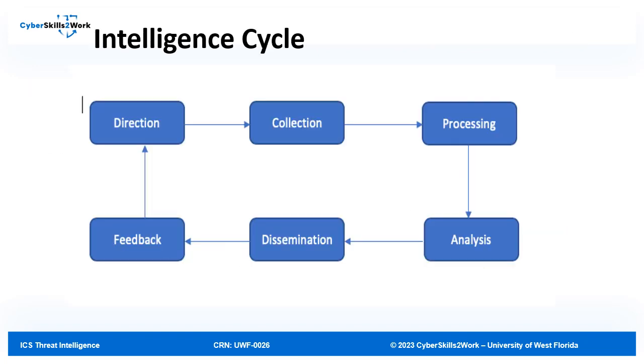Here are the stages of the intelligence cycle model. The direction stage consists of the following: what question will the intelligence answer, and what is the primary goal? In the collection stage, data collection is made to answer those questions. In processing, data processing activities such as normalization, indexing, sorting, filtering, prioritizing, and others are done.